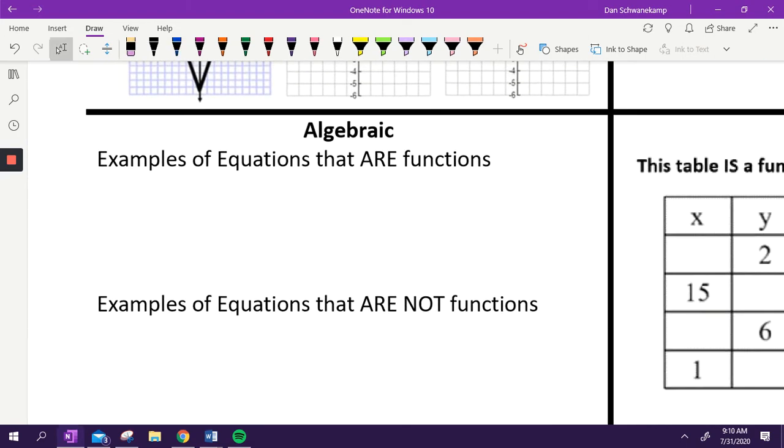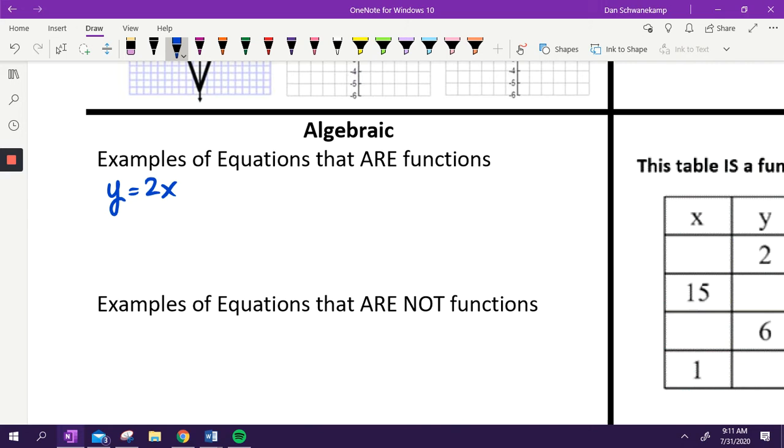My students were struggling with this a little bit last period. Examples of equations that are functions. Okay, so think of an equation. If I said you got to graph this thing and it's got to be a function, what's an equation you could tell me right now that would be a function? What do you think, Lydia? Y equals 2x, a wonderful example. That would be a slanted line with a slope of 2. That would be a function.